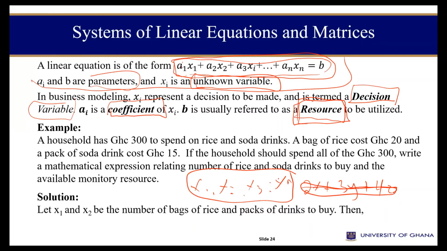If we are able to understand these processes, if we have any problem given, we should be able to identify, number one, what are the decision variables? Number two, what are the coefficients of these decision variables? Number three, what are the resources given in this problem? Once we do that, we should be able to evaluate the problem.